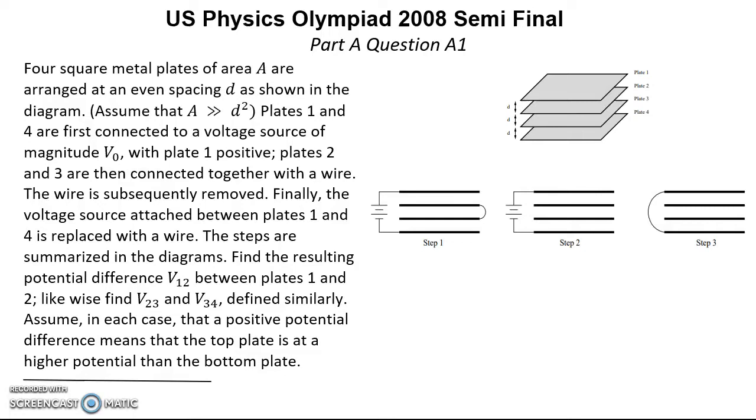Assume in each case that a positive potential difference means that the top plate is at a higher potential than the bottom plate.